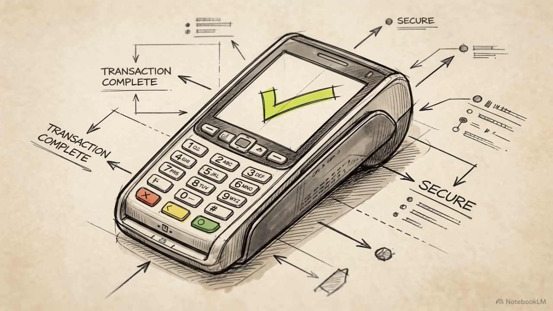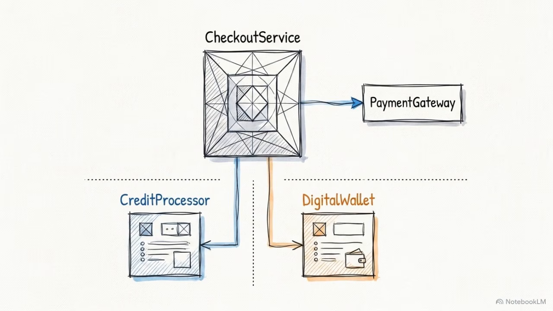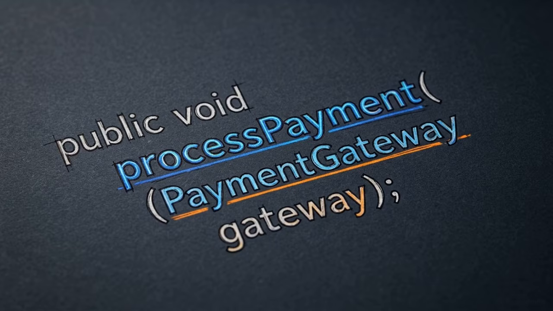The caller interacts only with the contract, meaning underlying algorithms, like swapping a credit card processor for a crypto wallet, remain interchangeable without altering the core checkout logic. Abstraction logically decouples the caller from the implementation. It allows engineers to write generalized algorithms that do not depend on the specific details of fragile concrete classes.